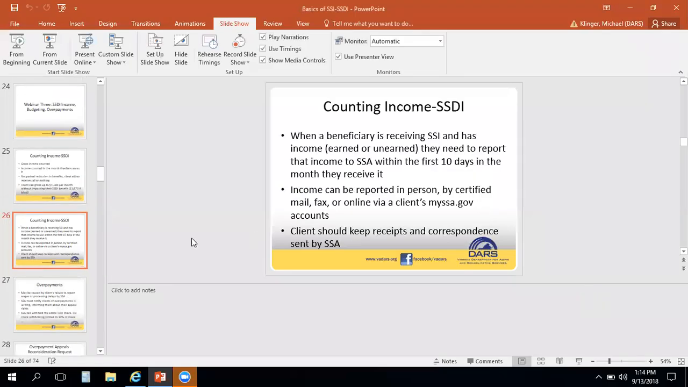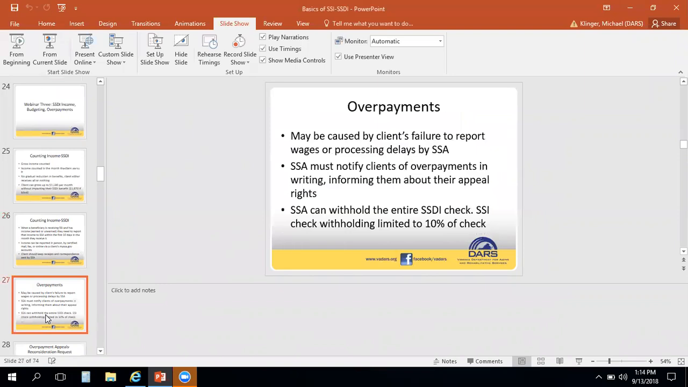Let me minimize it. I'll just do it that way. That's a little bit easier.